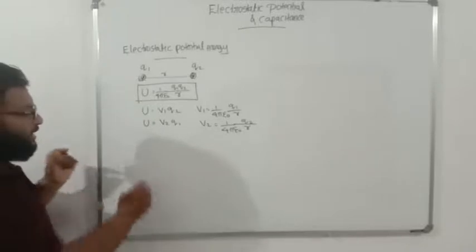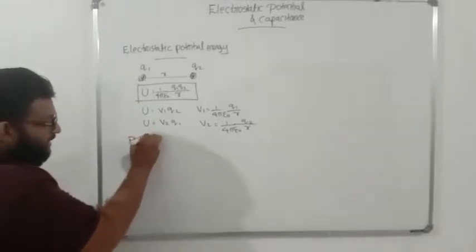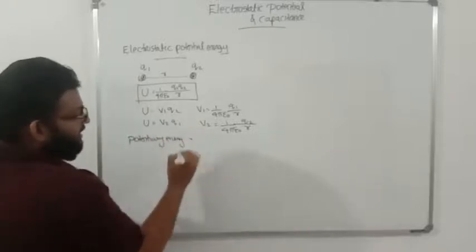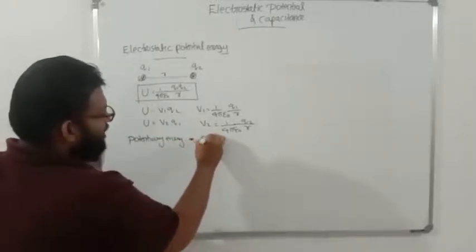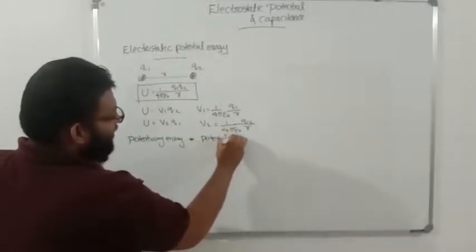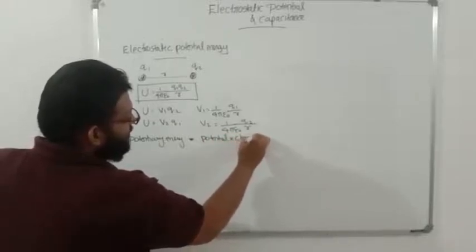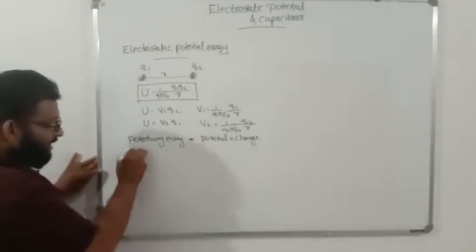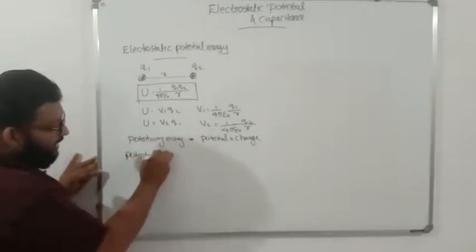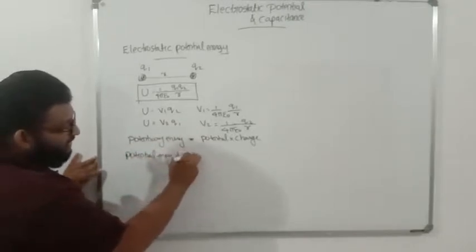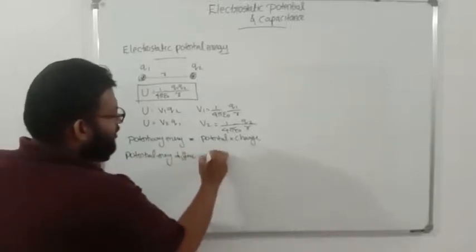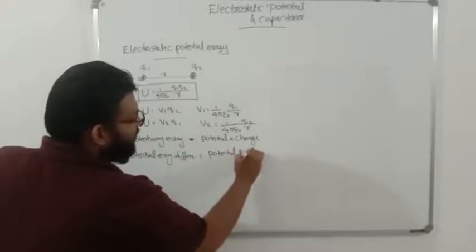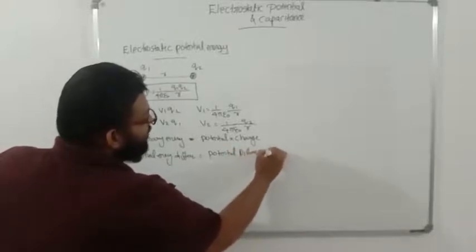So look here, potential energy is equal to potential into charge at that point. That is the equation. Similarly, potential energy difference is equal to potential difference into that charge.